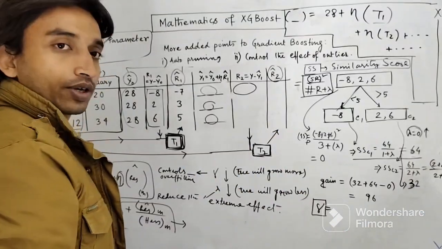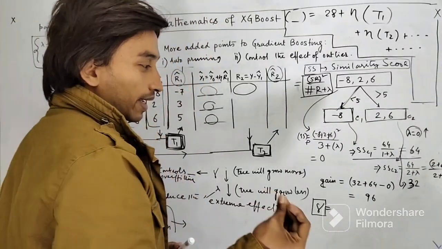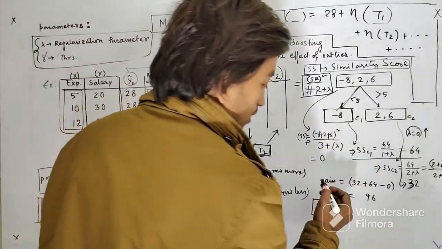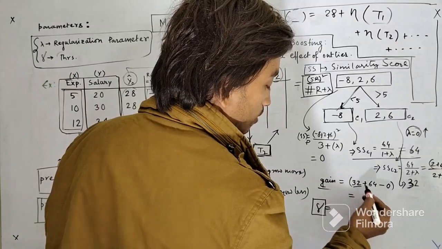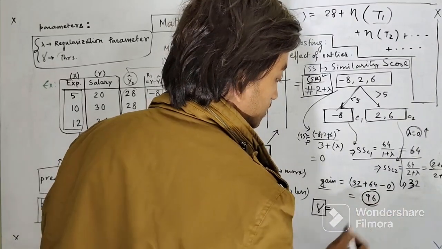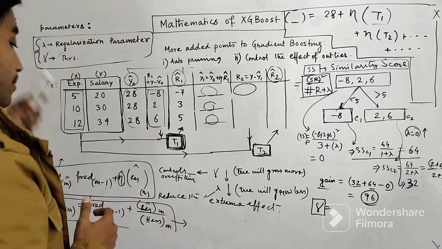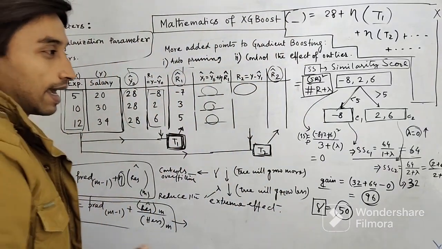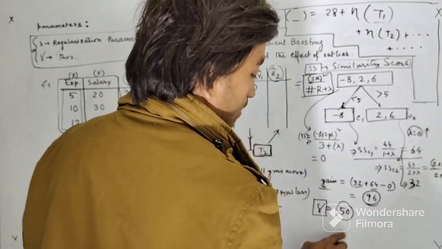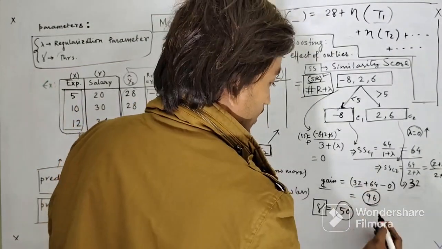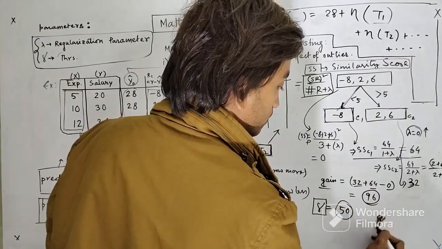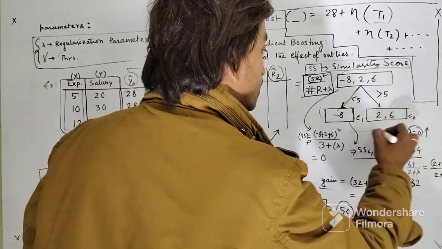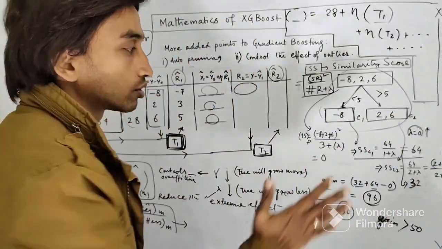So what will be the gain over here? This is pretty similar to entropy and information gain concepts. The gain is 32 plus 64 minus 0, that is 96. Gamma is your threshold; say you have put 50. Taking lambda as 0 and gamma as 50, if this gain is greater than 50, then we should go for this split. Otherwise we should not go for this split.